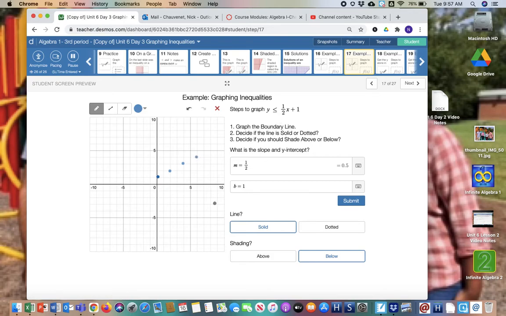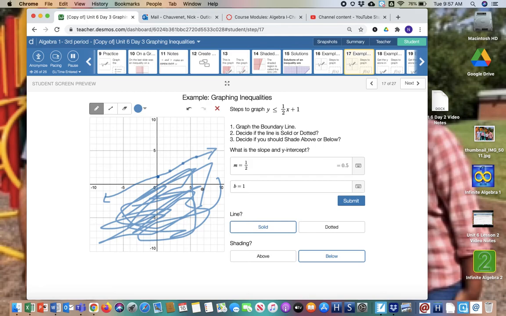Okay? Because it was an or equal to, it's going to be a solid line. I put arrows on the end. And then it's a less than, so I shade below the line. So anything down here would be a solution. Anything on the line would also be a solution because it's a solid line. Above the line would not be a solution. Hope this helps.